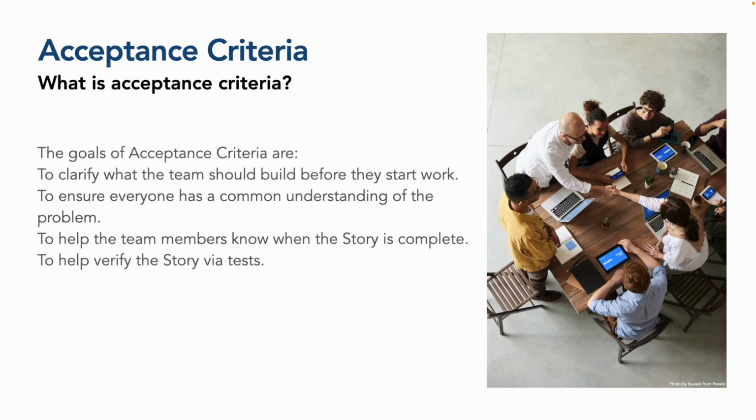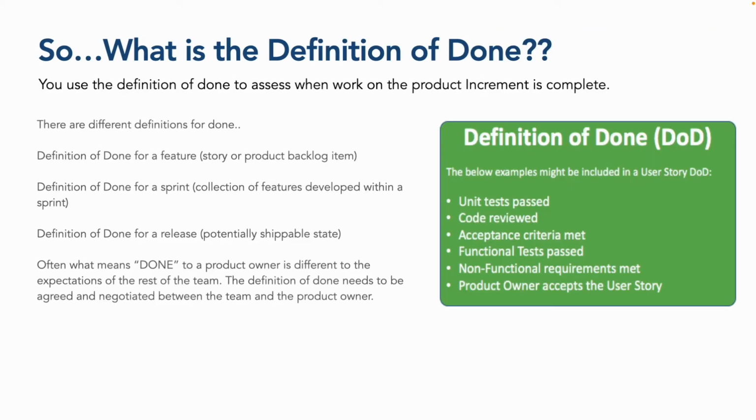It's there to help the team members know when a story is complete and to help verify the story via tests. But how do we know when that story is complete? How do we know when that acceptance criteria is delivered and the standard it's delivered to? Well, in order to be able to assess that and measure that, we have something called the definition of done. And you use the definition of done really to assess when work on the product increment is complete.